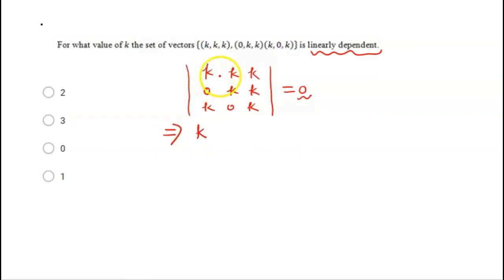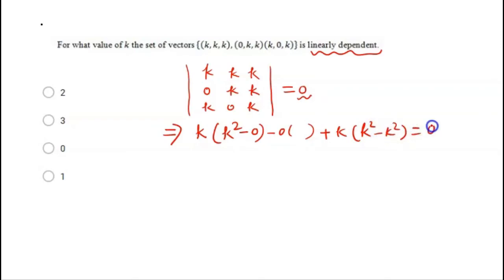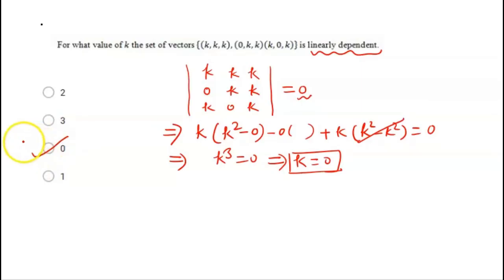So how to expand? K, this row is gone, this column is gone. K into K is K square minus K into 0 is equal to 0. Minus 0, so there is no need to write, and plus K. So this row is gone, this column is gone. K into K minus K into K. So I get K square minus K square, that is equal to 0. So this term is also 0, and we get K cube is equal to 0. So when will K cube be equal to 0? When K is equal to 0. So the correct answer is this. Linearly dependent means its determinant value should be equal to 0.